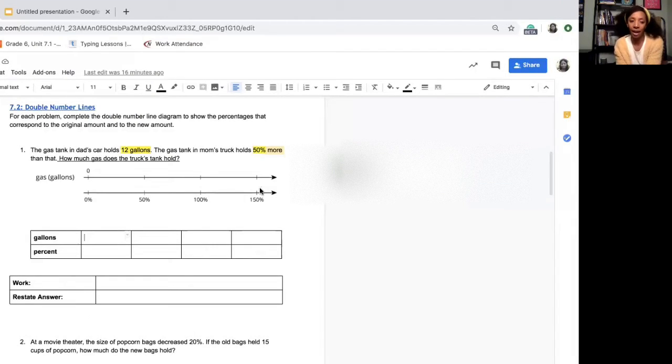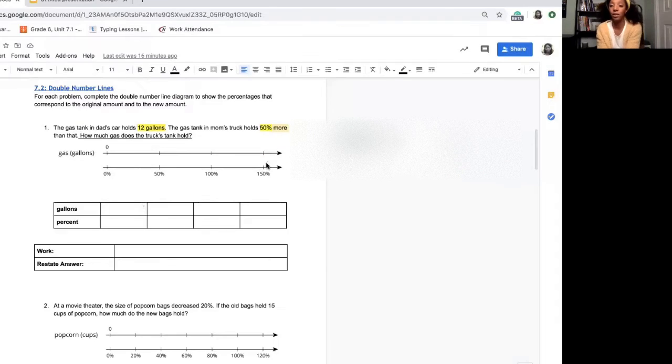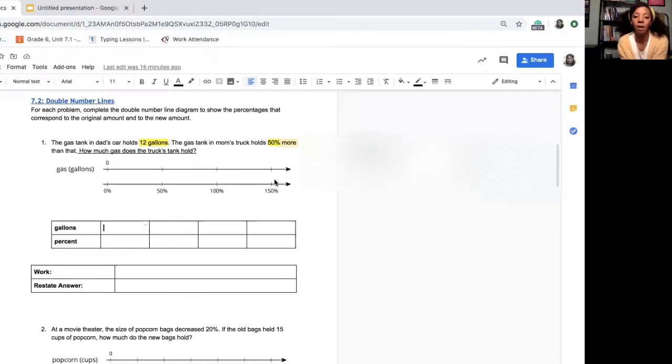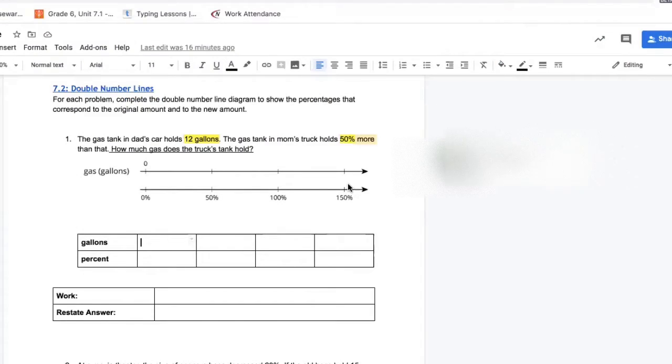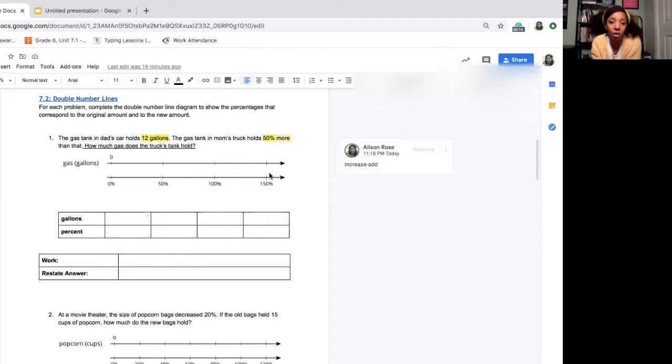Today we're going to work on percent change. We're going to look at a lesson from Illustrative Math, also known as Open Resources. For this problem, we're actually going to use a tool called double number lines, which I find make understanding changes in percent so much easier. The problem says complete the double number line diagram to show the percentages that correspond to the original amount and to the new amount.